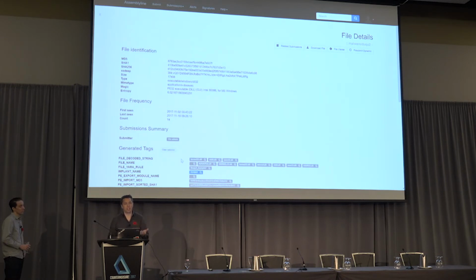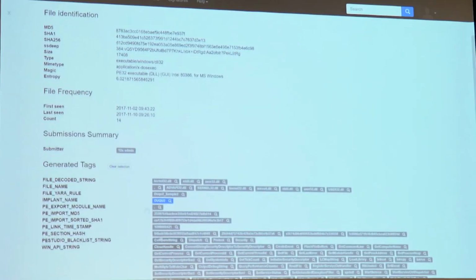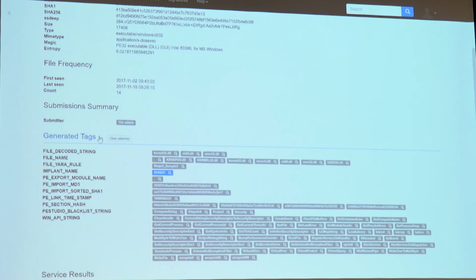Click on the file. You actually have the specifics of the file. So the hashes, the SSD hash, the size, the type that we've determined, and then you have the frequency. So the frequency is when we've seen it first, when we've seen it last, how many times we've seen this. And then you have a submission summary. So we're taking parts of the submission and trying to get statistics about this. So here it's which user submitted it and how many times. It's in 12 times. And then the exhaustive list of generated tags. So all the features that we've extracted, they're all presented to you at the top.